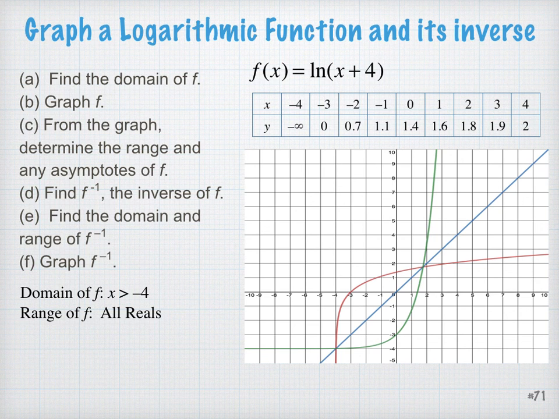The asymptotes. There is one vertical asymptote at x equals -4. That red function will approach x equals -4 but never reach it. How about the domain of the inverse function, the green function? Well, the domain of that is going to be the reverse of x greater than -4. We're going to want x is less than 4. The range will be all real numbers.